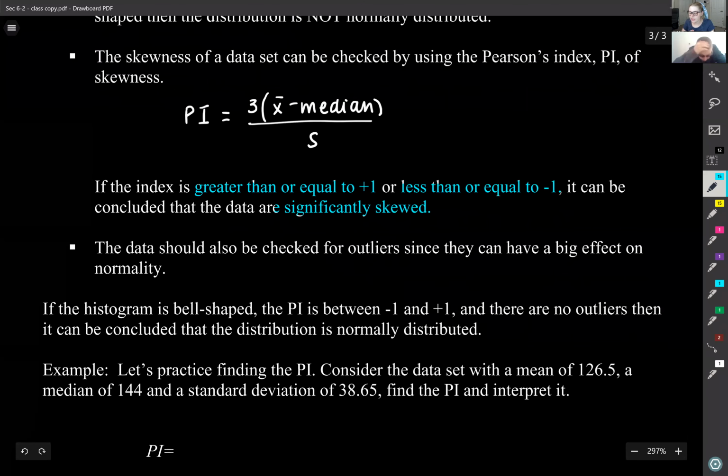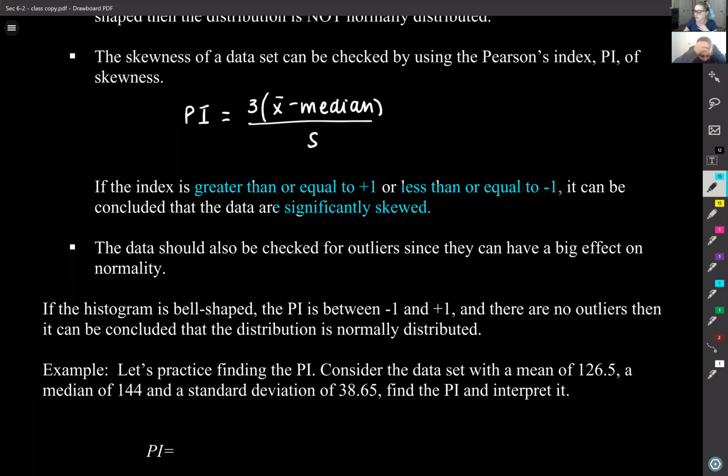So down here, finally, we get, if the histogram is bell-shaped, the PI is between -1 and +1, and there are no outliers, then we can conclude that a distribution is normally distributed. Which, like we've mentioned, is really something that we value, because there are a lot of nice properties that go along with it. So we have three things. If it's bell-shaped, if the PI is between -1 and +1, and there are no outliers, then we can say, hey, this is normal.